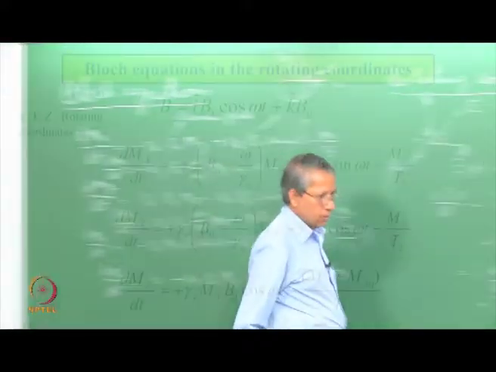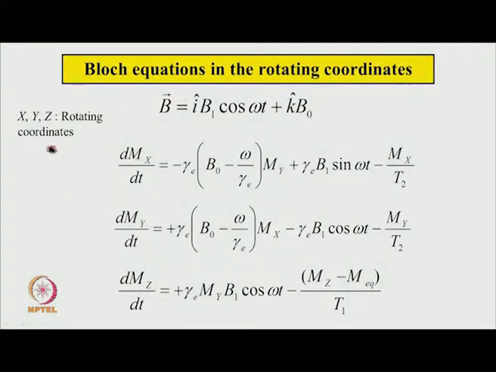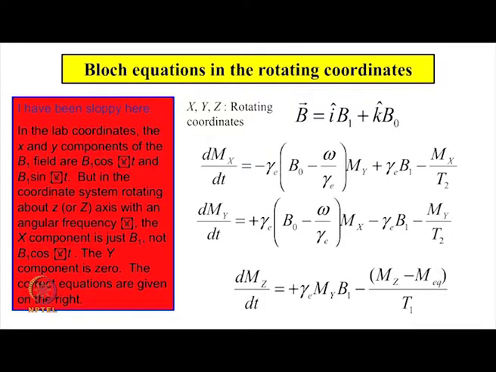So, I have got a slide here. Now the capital X, Y and Z are the rotating coordinate system, and now the total magnetic field appears only as the X component of the microwave, and the Zeeman field is along the Z direction, and then this is the time dependence of the x, y and z components.